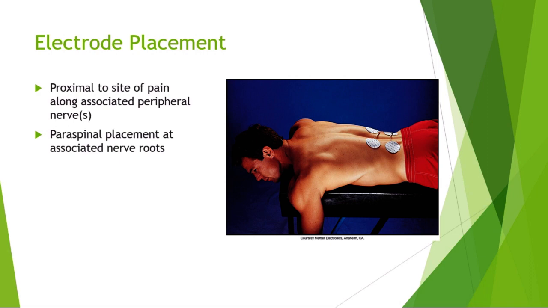Paraspinal placement at associated nerve roots is another potential. Or on associated dermatomes or myotomes. So a lot of times you are trying to figure out what the person you're working with responds best to. There's not a huge research base that indicates that any one of these is better than another.